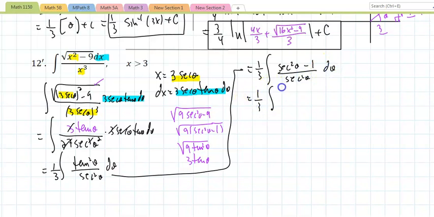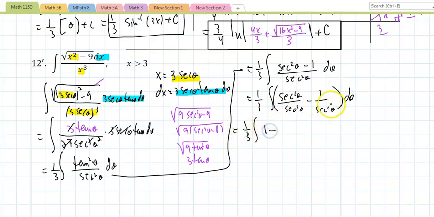Wouldn't that be 1/3 the integral of, and I'm going to split those up, something we're going to be playing with a lot more than we like. Isn't that 1/3 the integral of 1 minus, and isn't 1 over secant squared the cosine squared of theta? How do you like that trick? Isn't that 1/3 the integral of, and isn't this sine squared of theta? Of course, you could have written this as sine squared over cosine squared and cosine squared and saved yourself a lot of time.